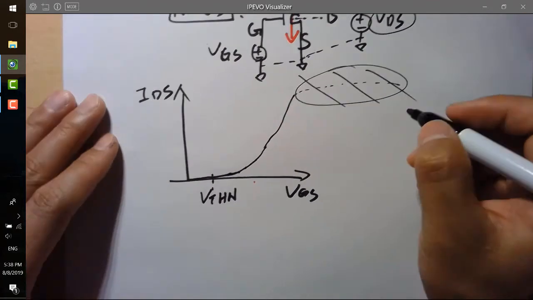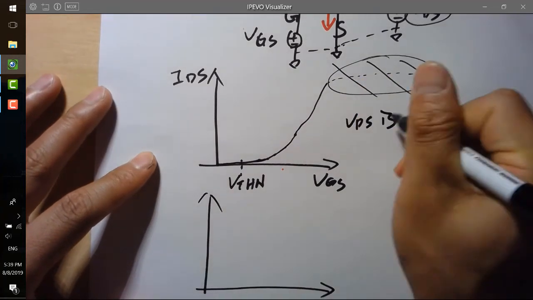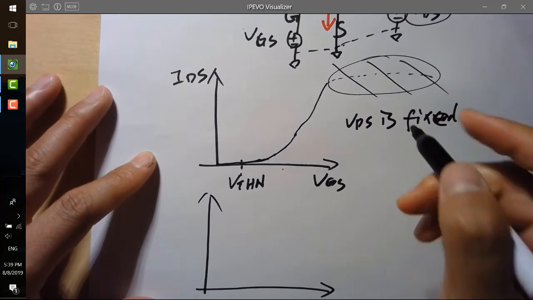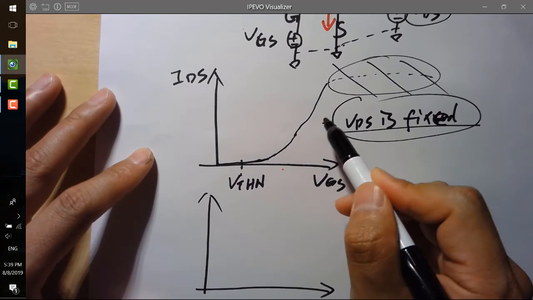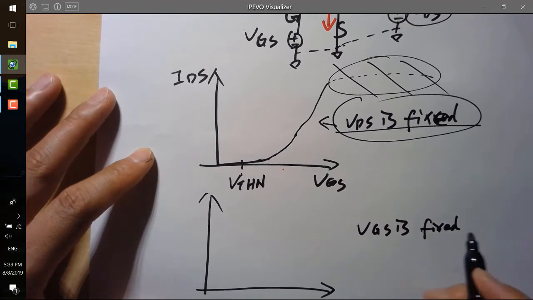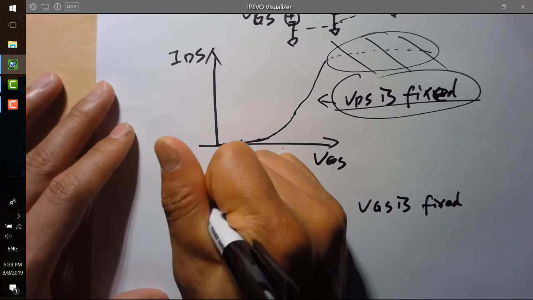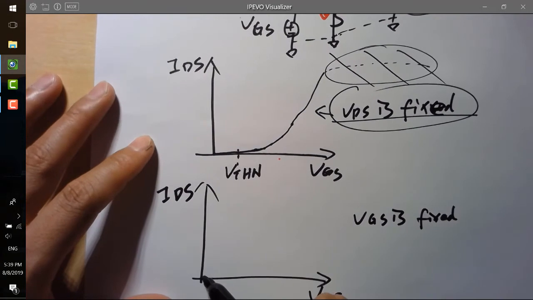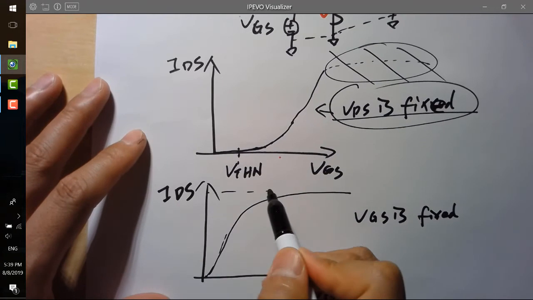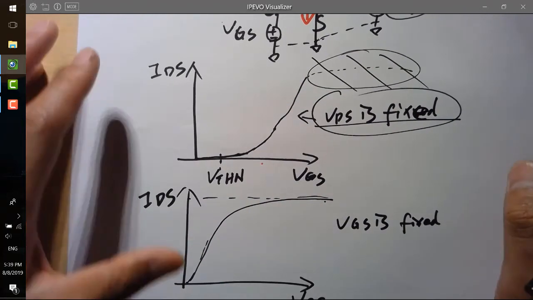And if you do it in another way, VDS is fixed, right? How to spell that? Fixed, I think, is fixed. Then you can see this curve. However, if VGS is fixed, which means it's not being changed, however you are changing VDS and looking at IDS, the curve looks like this, right? It's saturated at some point. So these are the two main curves you need to remember.